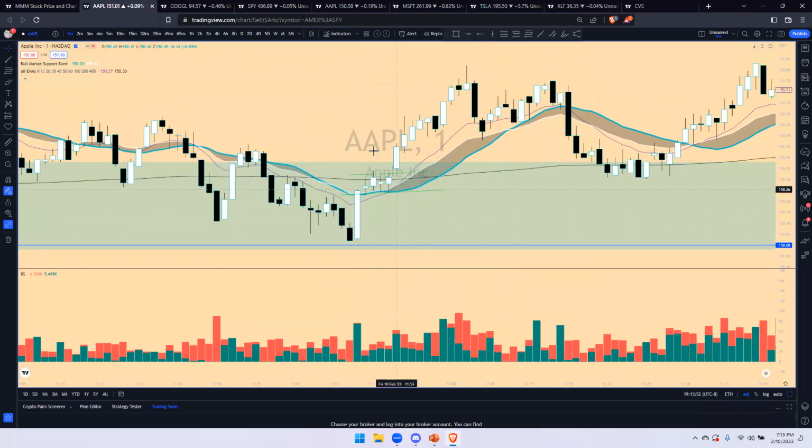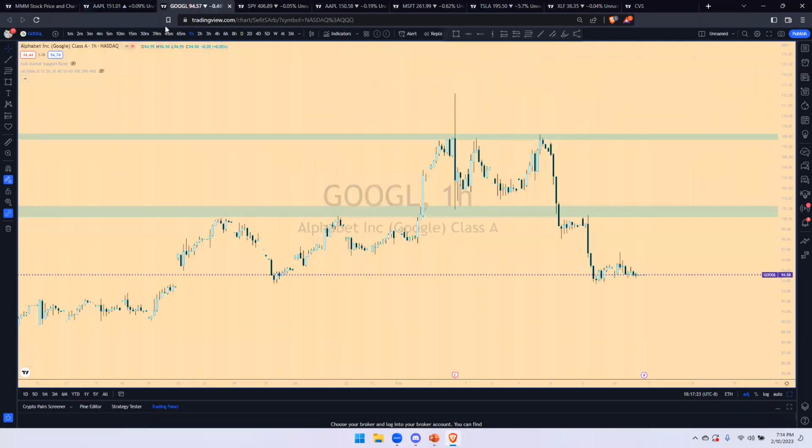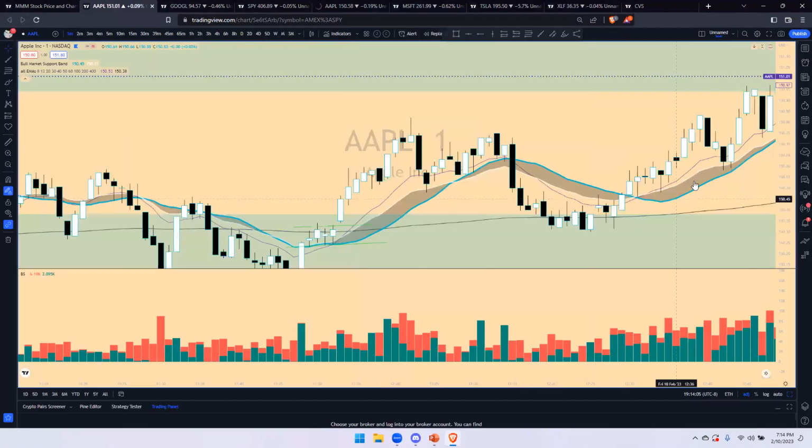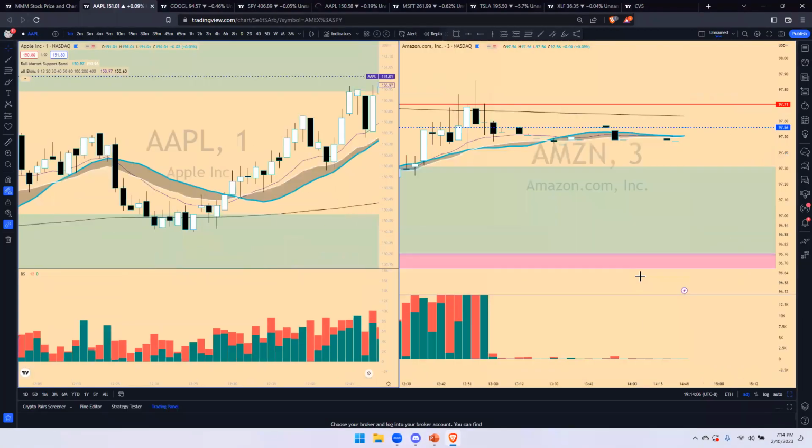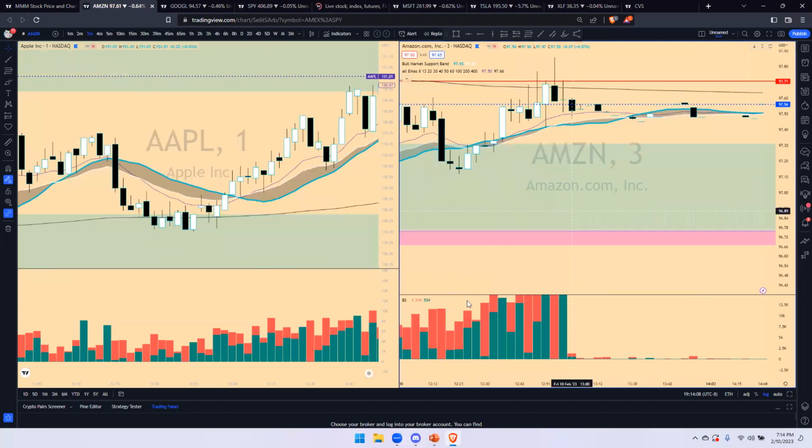This strategy is freaking fire. It works. I've seen it work on Apple. I've backtested on Amazon. Let's see here. It's fire. Let's see here. I should have Amazon right here. Let's see.